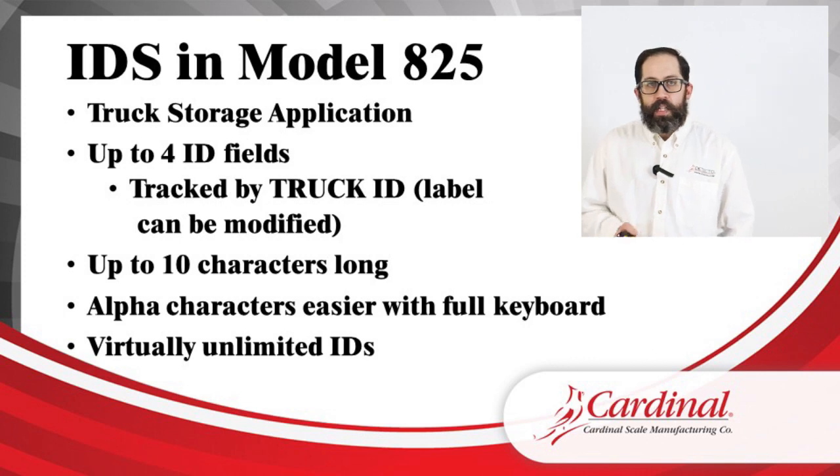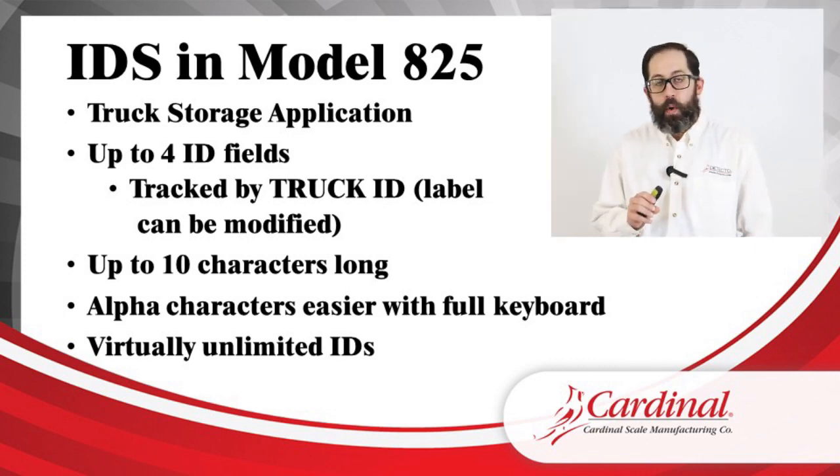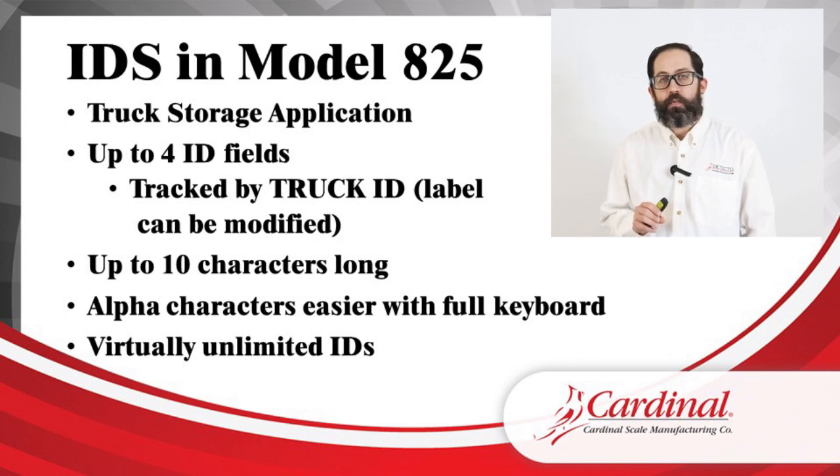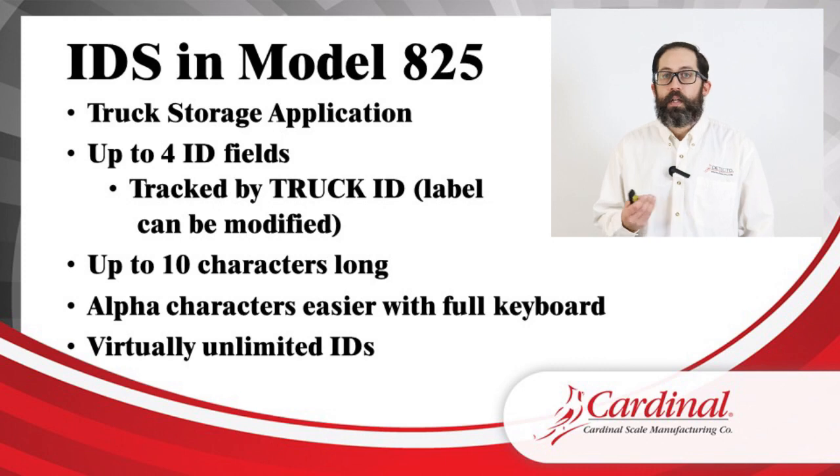So with the 825, one of the key differences is instead of just being a selectable mode of operation, it's an actual application that we go into. In the end, it's the same idea, but there is a selection in order to be able to get into the application itself. One of the big differences is the 825 has up to 4 ID fields. 210 had 1, 225 had 3, the 825 has up to 4 that can be used.